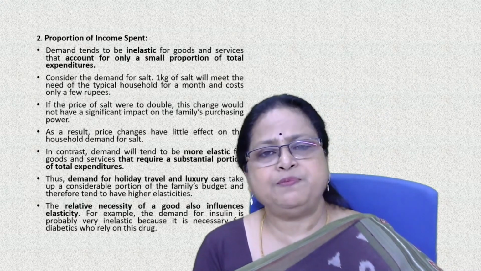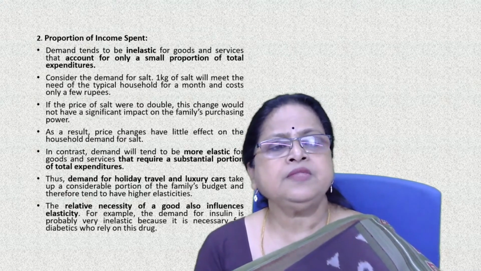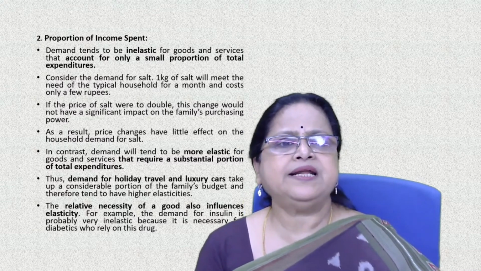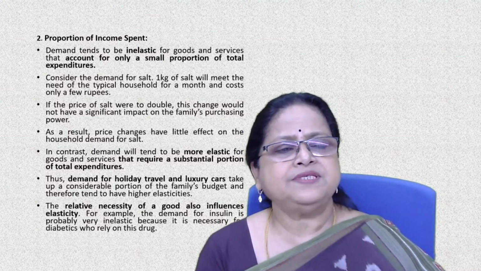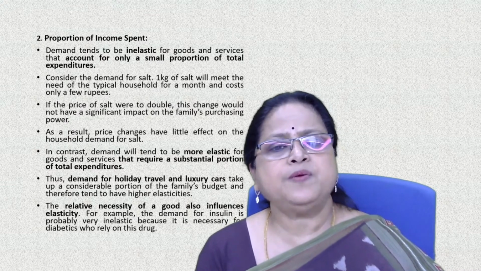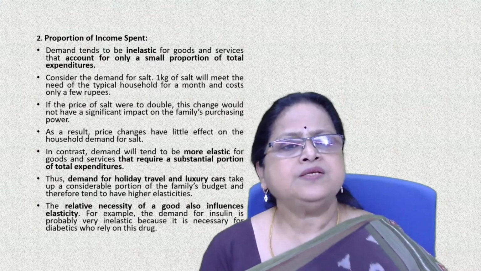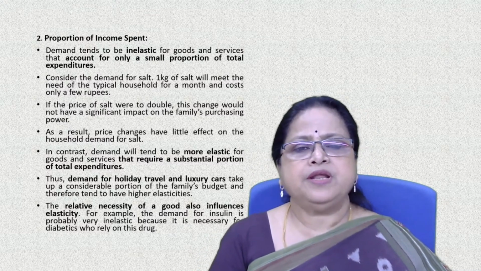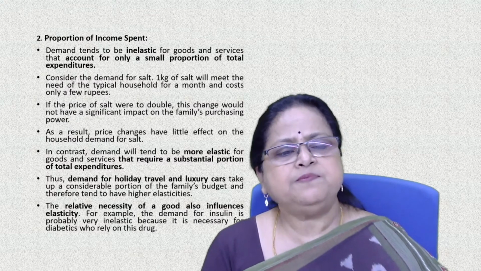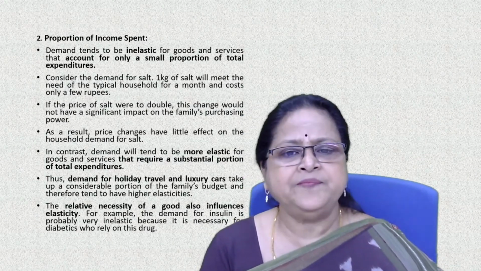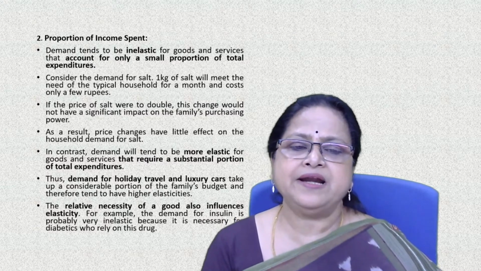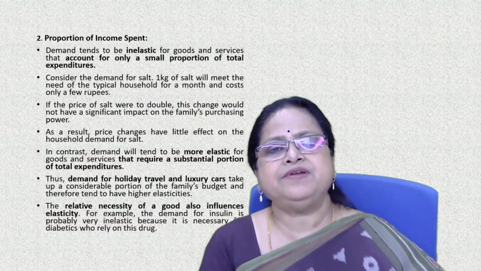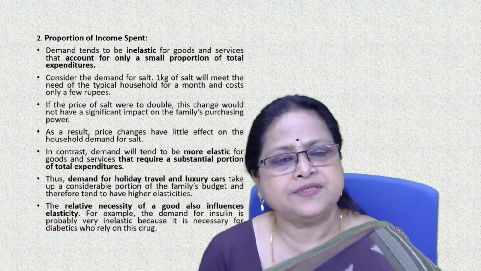So proportion of income spent is the second determinant of elasticity. We are discussing price elasticity of demand. Demand tends to be inelastic for goods and services that account for only a small proportion of total expenditures. Consider the demand for salt. 1 kilo of salt will meet the need of the typical household for a month and cost only a few rupees. If the price of salt is increasing, even if it is doubling, this change would not have any significant impact on the family's purchasing power. As a result, price changes have little effect on the household demand for salt.